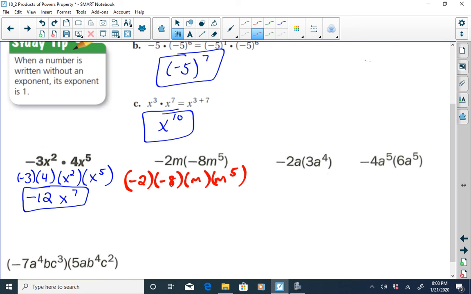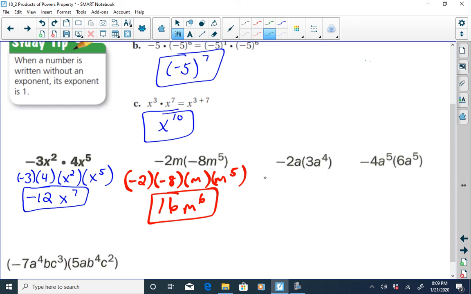Now we multiply negative 2 times negative 8. That's positive 16. M to the first times m to the fifth. We're multiplying powers with the same base. We add their exponents. That's going to be m to the 6th power. So we wind up with 16 times m to the 6th power. Right? Next couple of examples, we do the same way.